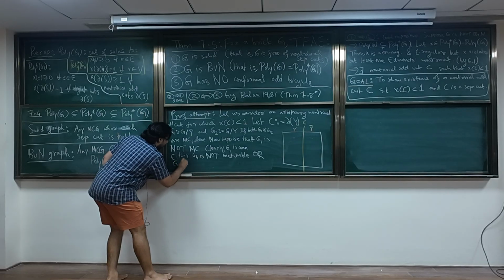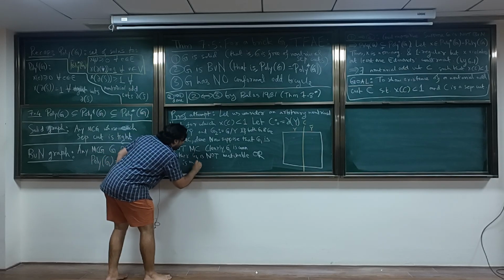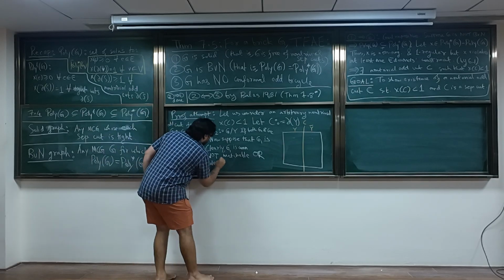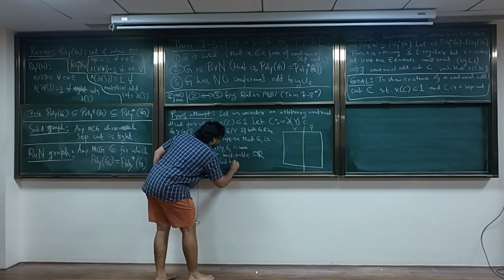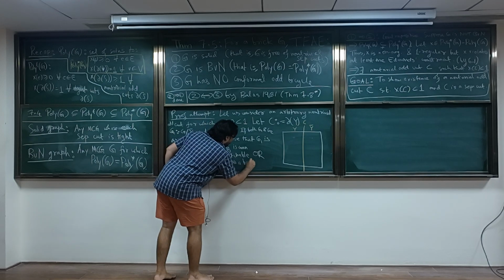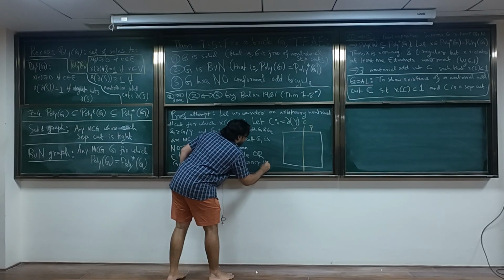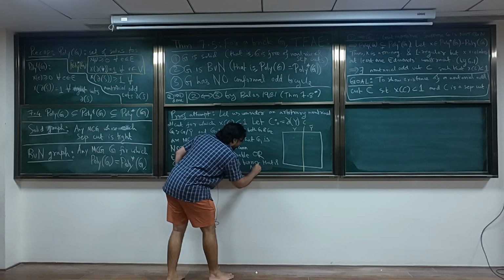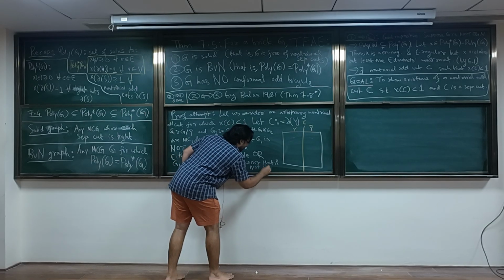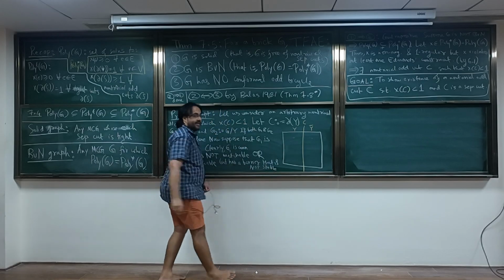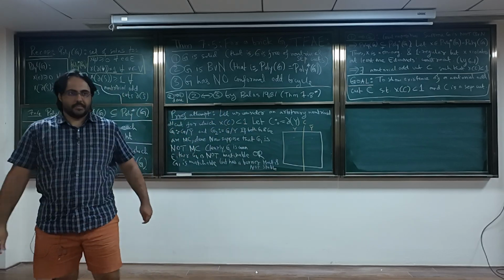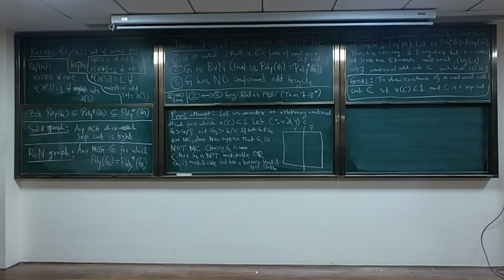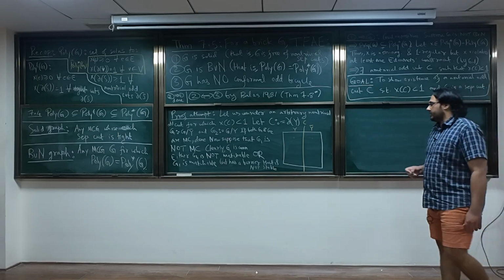Or G1 is matchable but has a barrier that is not stable. Okay, let's make some drawings and see what happens. So let's consider the case where G1 is not even matchable.